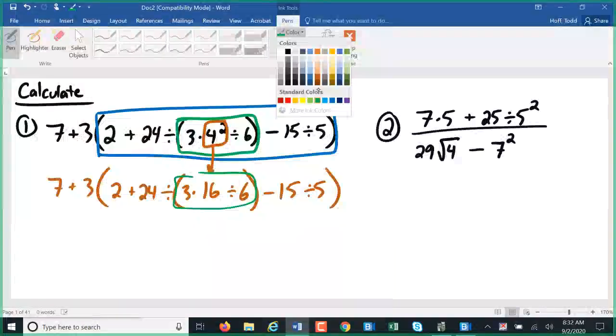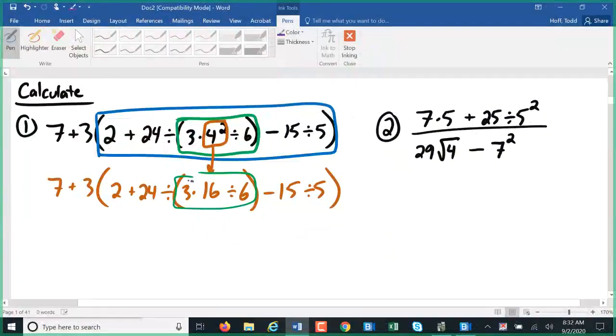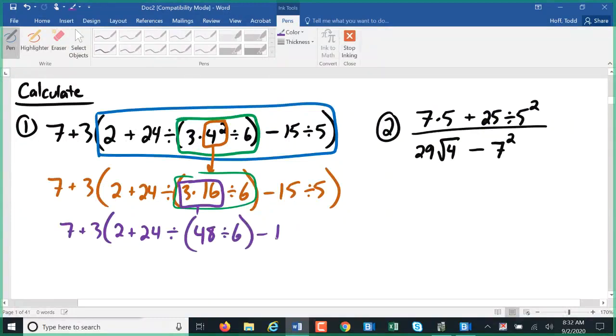We're going to go left to right. 3 times 16 is 48. And of course, we rewrite the rest of the problem. And now all that's left inside that parentheses is the 48 divided by 6, which would be 8.